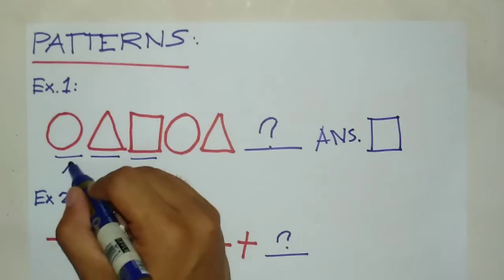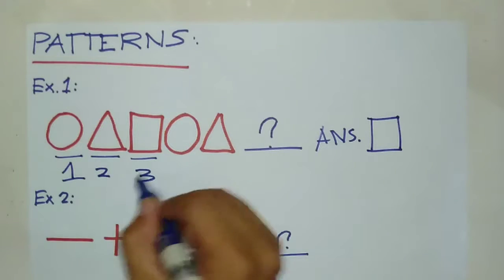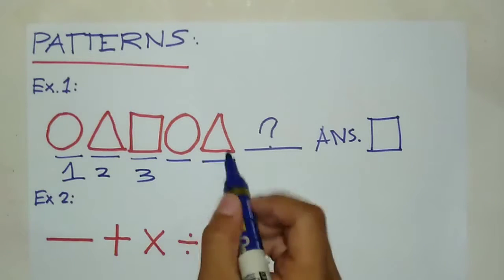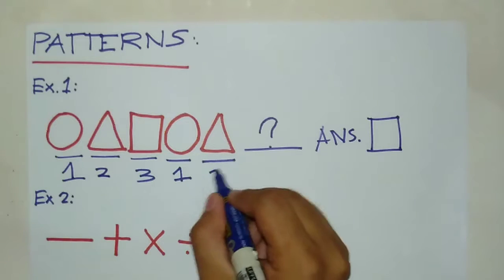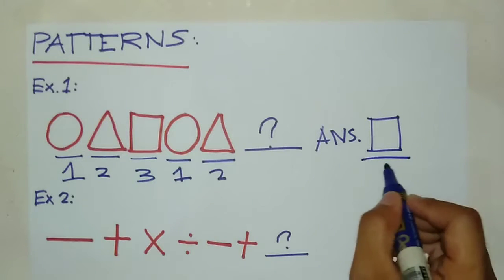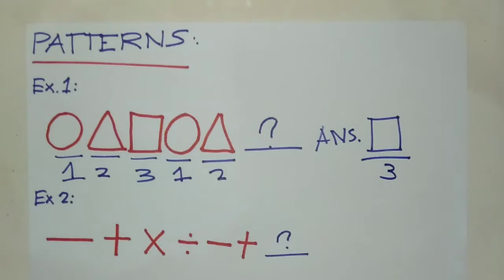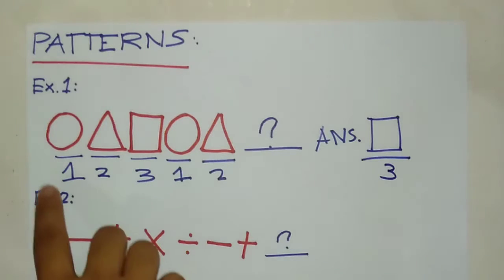We have the pattern here, 1, 2, and 3. And then it goes back to 1, 2. So therefore, this will be 3. So, simple as that explains the pattern.